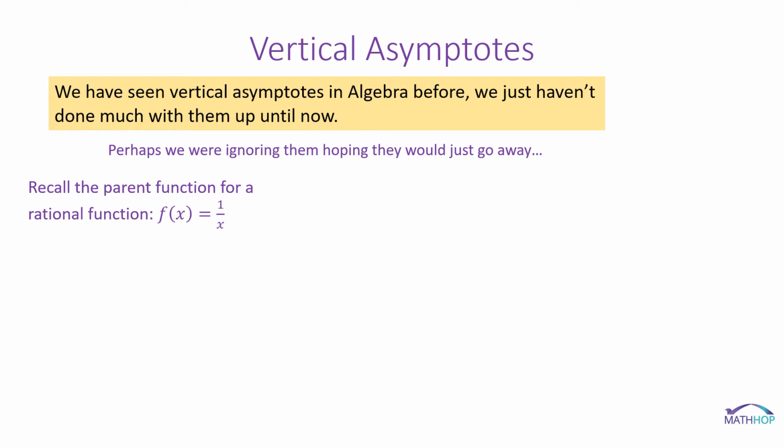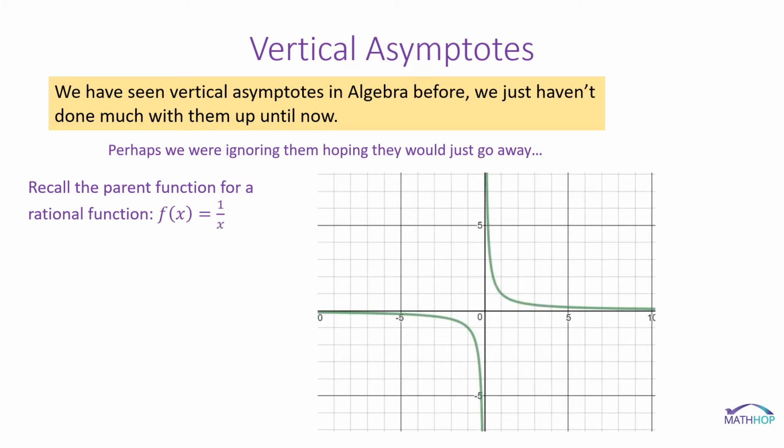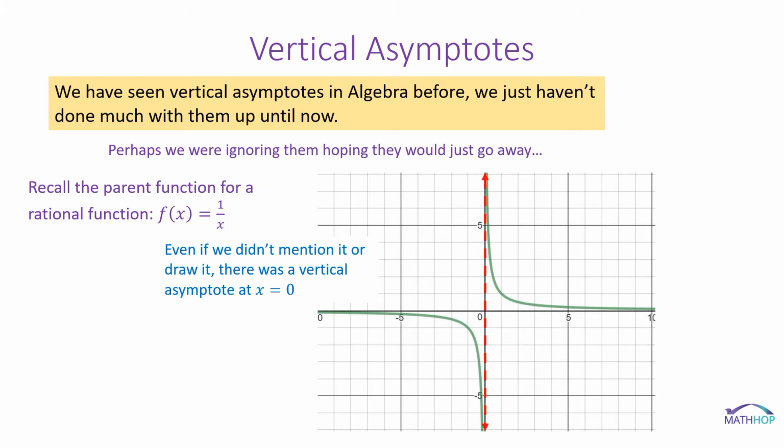Recall the parent function for a rational function. Remember, rational functions were just functions in the form of a fraction that had an expression in the numerator as well as an expression in the denominator. And the most basic form of that was the parent function 1 over x. And we would graph it, usually from making a table of values. And even though we never talked about it, we didn't draw it in, there was a vertical asymptote.